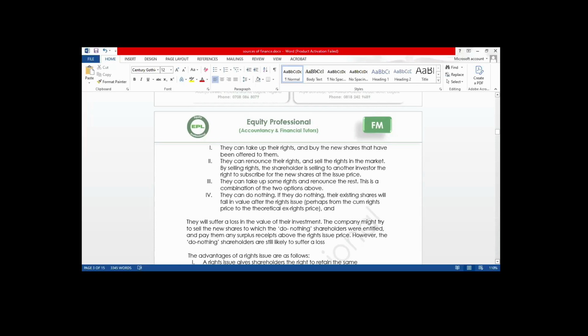Note, shareholders are likely to suffer reduction in investment value when they choose to ignore the rights and take no action.